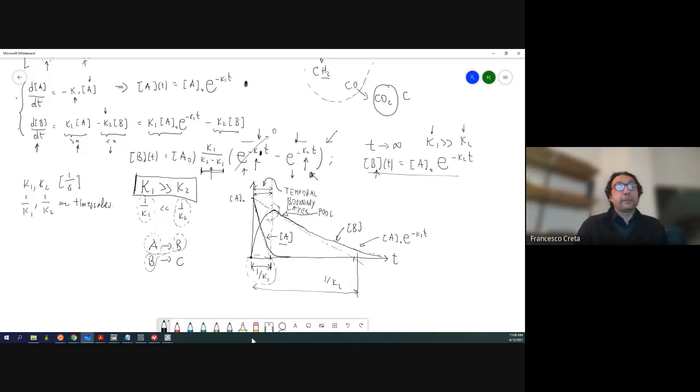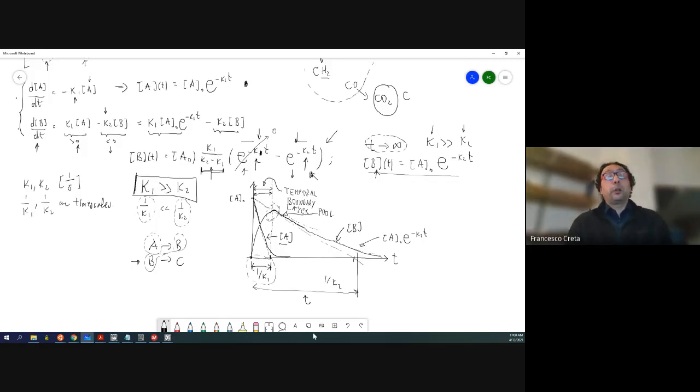And then what happens is that the second reaction starts dominating. And you see that now the evolution is much slower, and it evolves on this time scale here, which represents essentially the asymptotic behavior. By asymptotic, I mean when t goes to infinity.